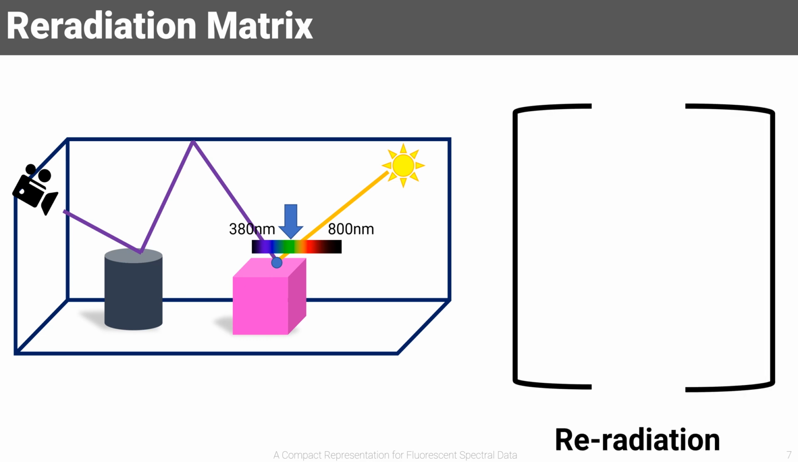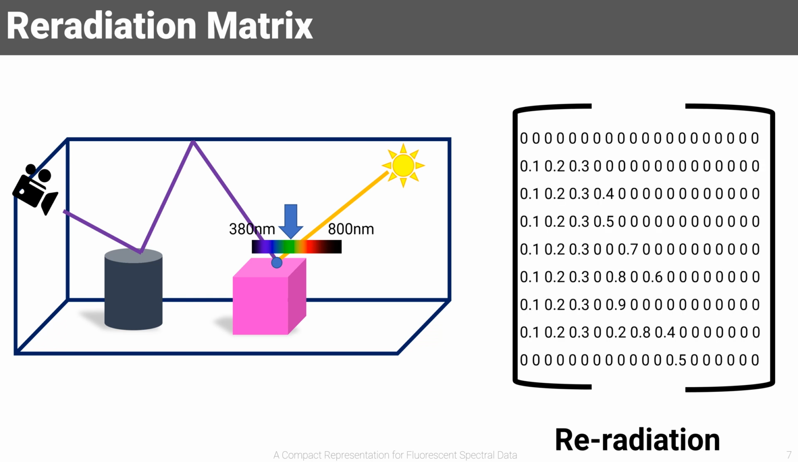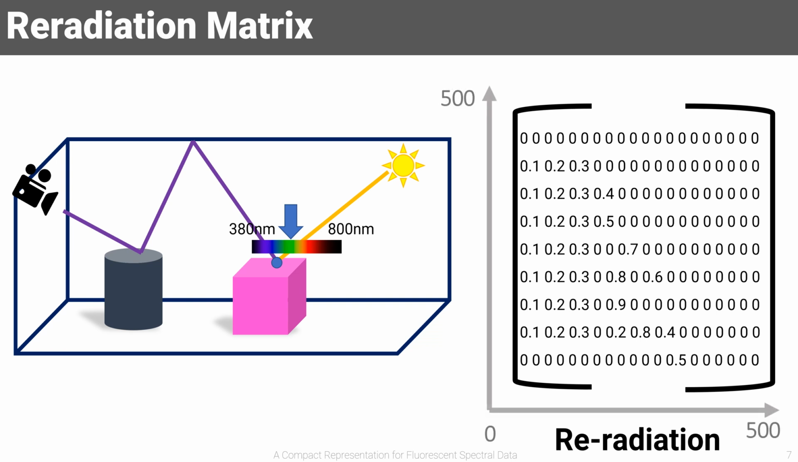In reality, the reradiation matrix is a set of measured data. But let's simplify it as a matrix with numerical numbers. This matrix is huge since it needs to cover the range of visible wavelengths. Each numerical value here means the probability that the wavelength is going to be jumped to another one.